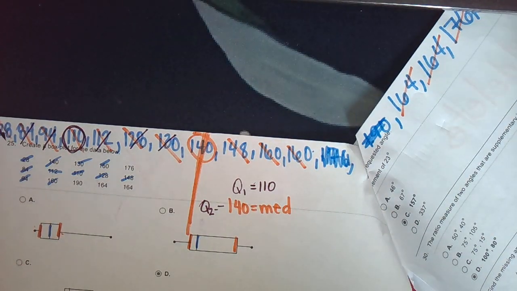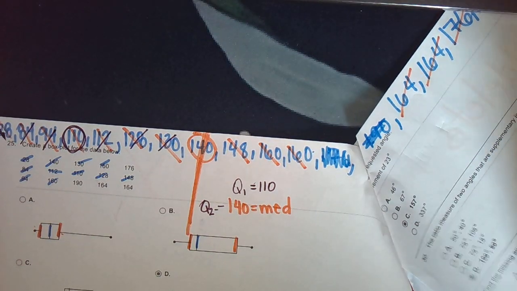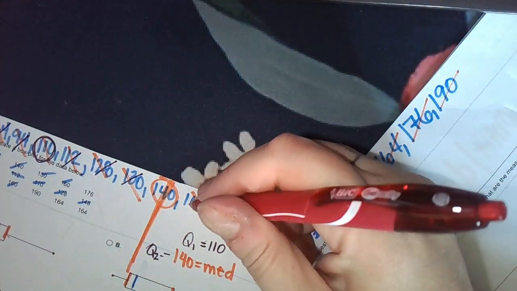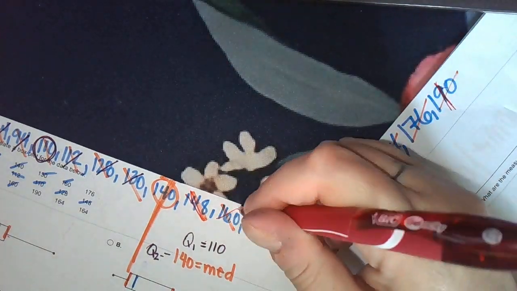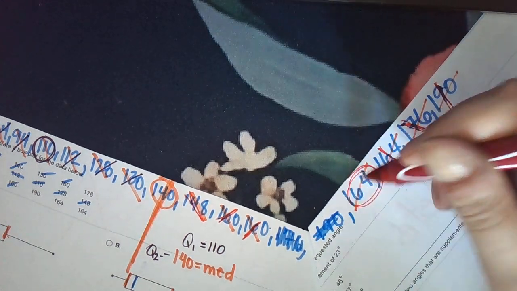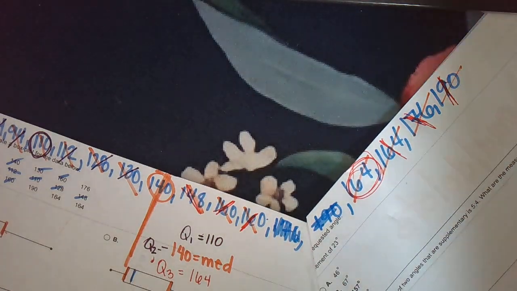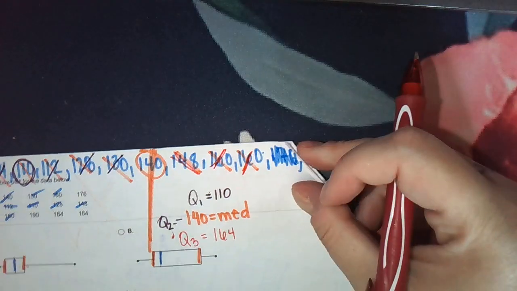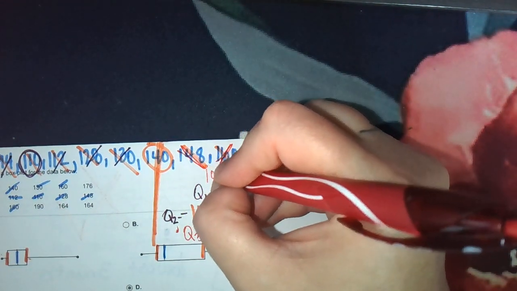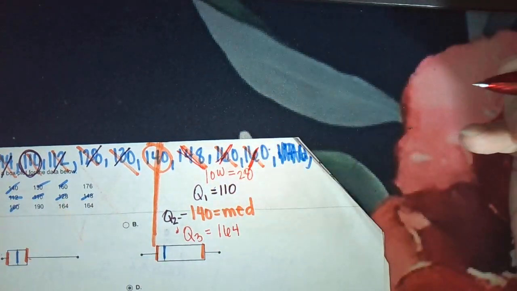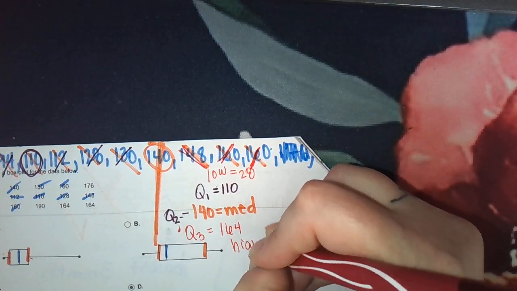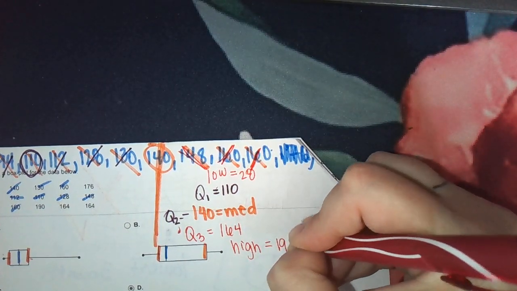Okay, now let's find the median of from 148 all the way to the end, 190. Oh, look, 164. So my Q3 is 164. Okay, let's also talk about our lowest number. Our lowest number ever is 28. Our highest number ever is 190.